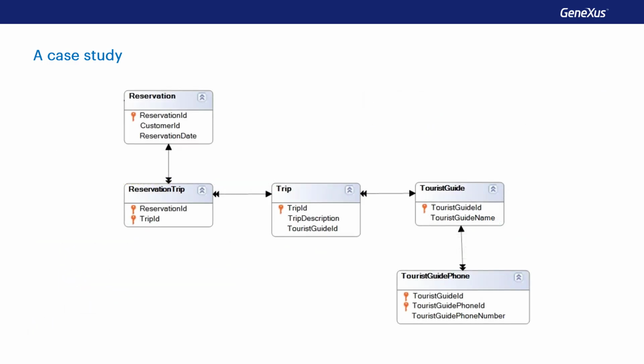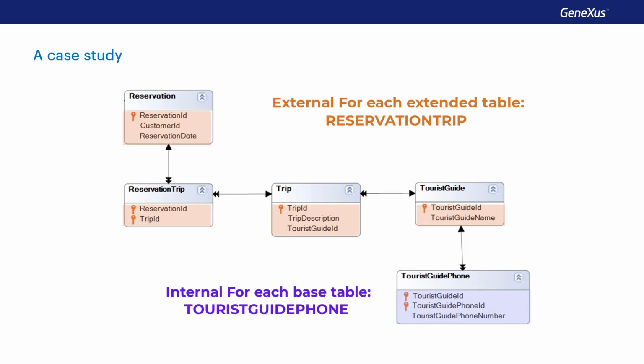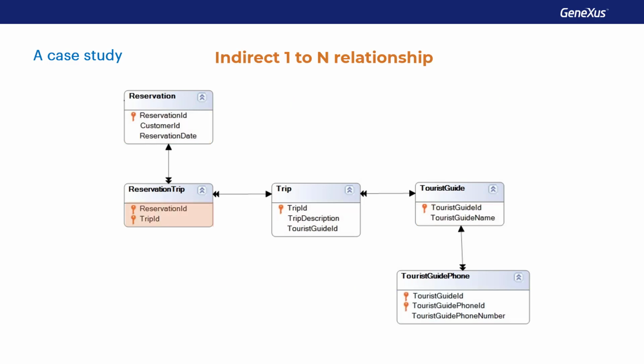Genexus looks for a relationship between the extended table of the external forEach command and the base table of the nested forEach command. It's another way of looking for a one-to-n relationship, although in this case, it's an indirect one. If each reservation trip has a tourist guide ID, and in the table to be navigated, there's also a tourist guide ID, then Genexus understands that they'll be the same due to the relationship between them. That's why it'll make a join.